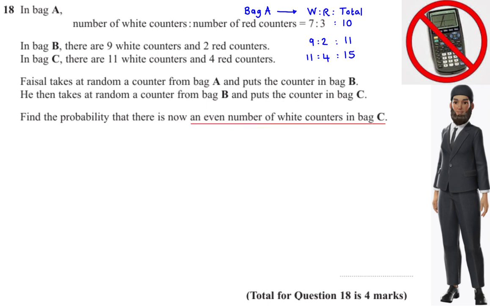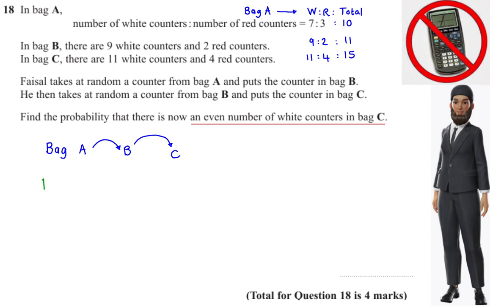The only way this can happen is if on the second step, i.e. when we move from bag B to bag C, we add on a white. So the possibilities then are going to be, we're going to move something from bag A, move that over to bag B, and then from bag B, we're going to move something over to bag C.